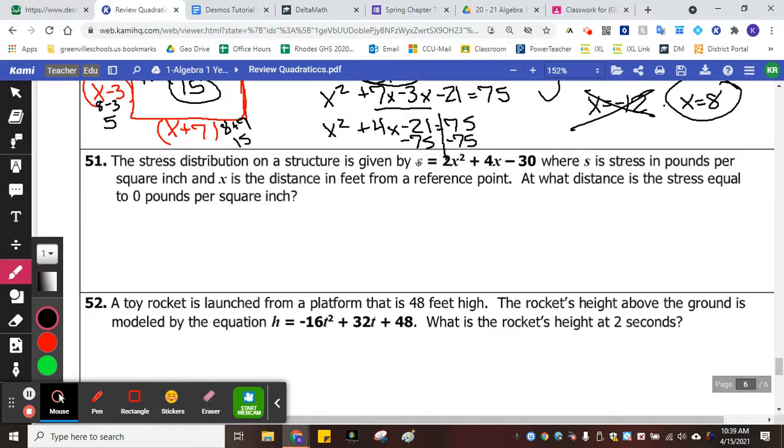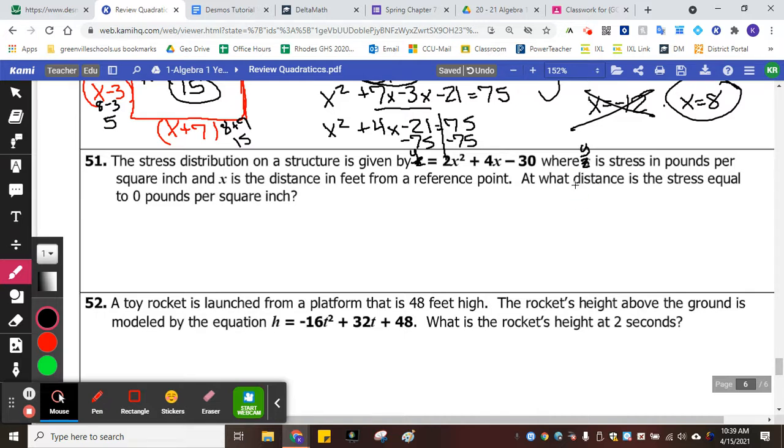So I personally don't like switching S. I like to stick with X and Y. I think that helps. So I'm just going to change my S's to Y's. What is the distance? What distance is the stress equal to 0?